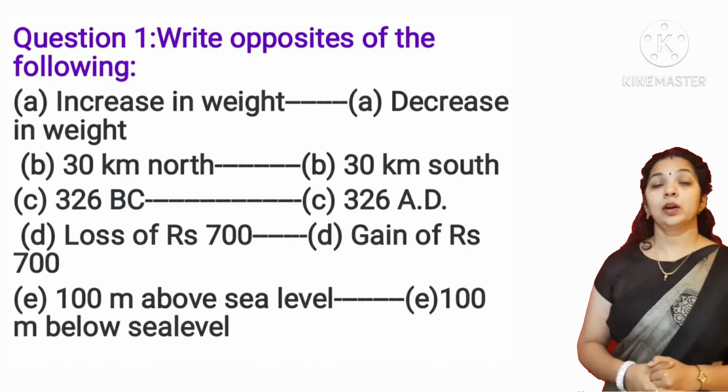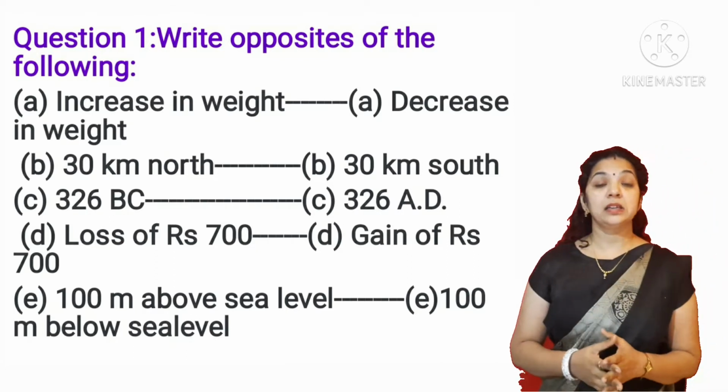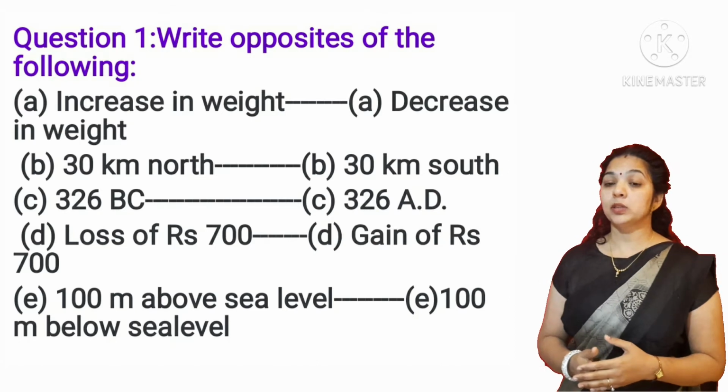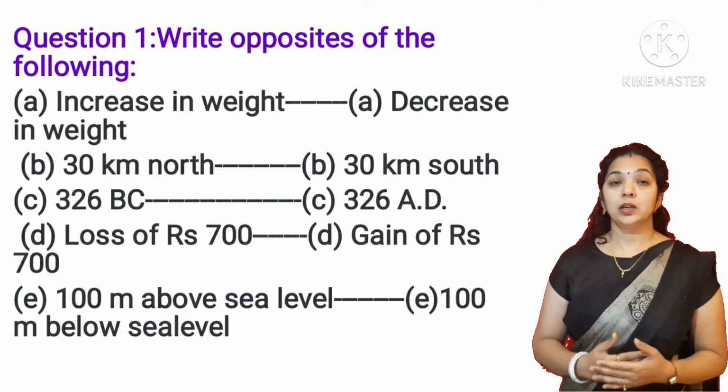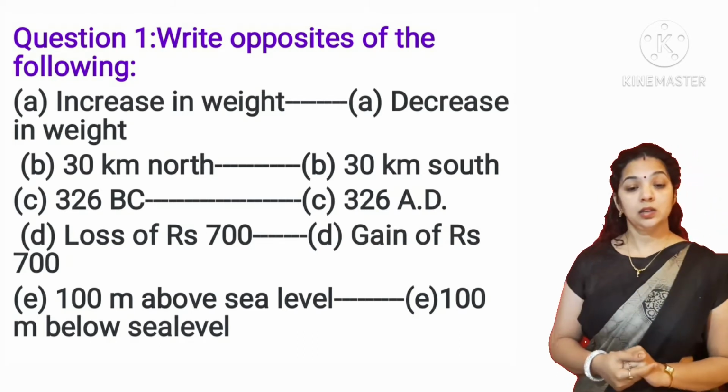So the first question is write the opposite of the following. What you have to do? You have to write down the opposites of the given questions. The first is increase in weight. So what will be the opposite? Decrease in weight. 30 kilometers north. The opposite is 30 kilometers south.